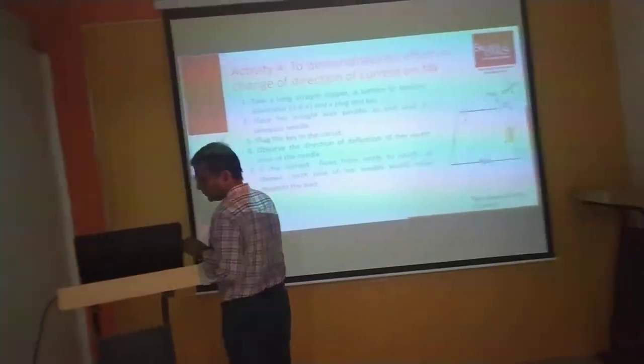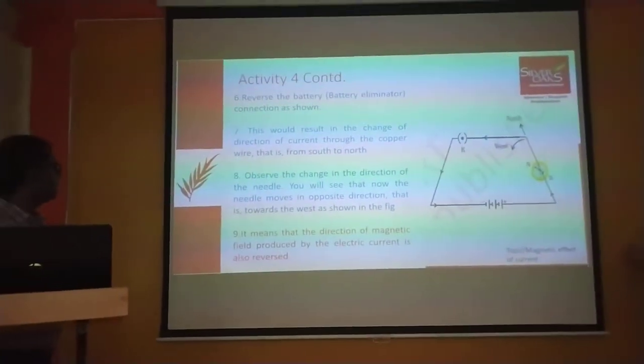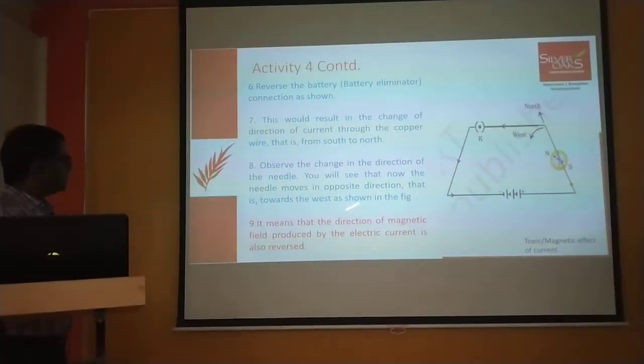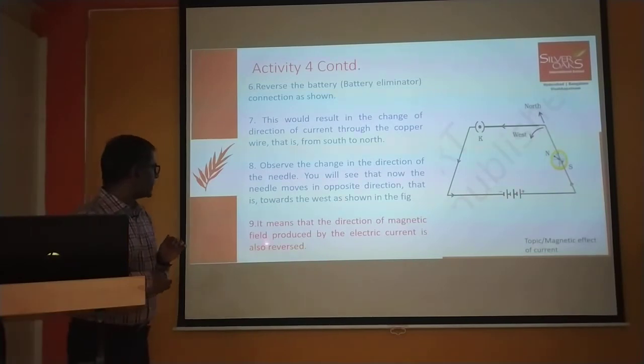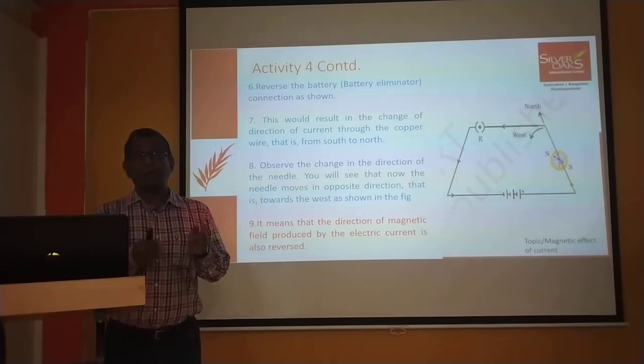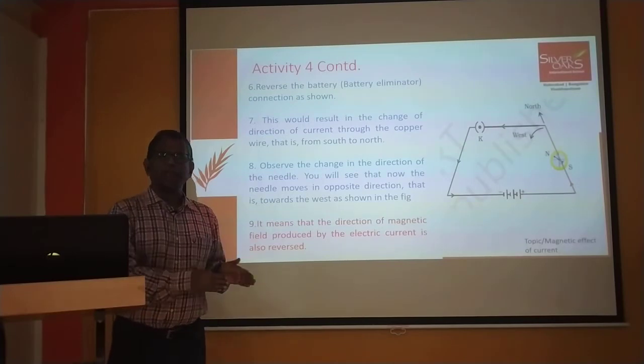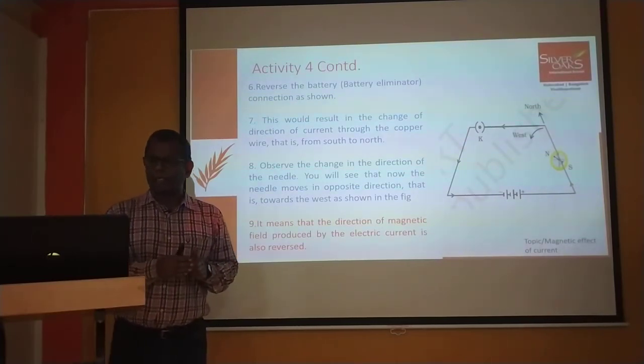The conclusion from this experiment is that the direction of the magnetic field produced by the electric current is also reversed. That means the direction of the magnetic field produced by the current is reversed if the direction of current is reversed in the current carrying conductor.